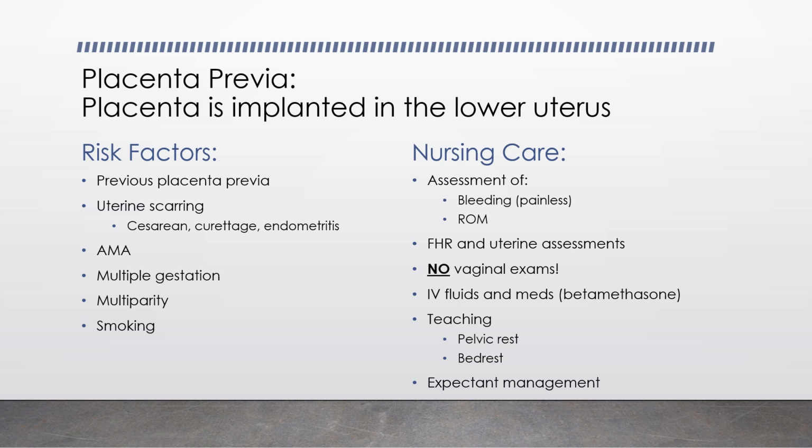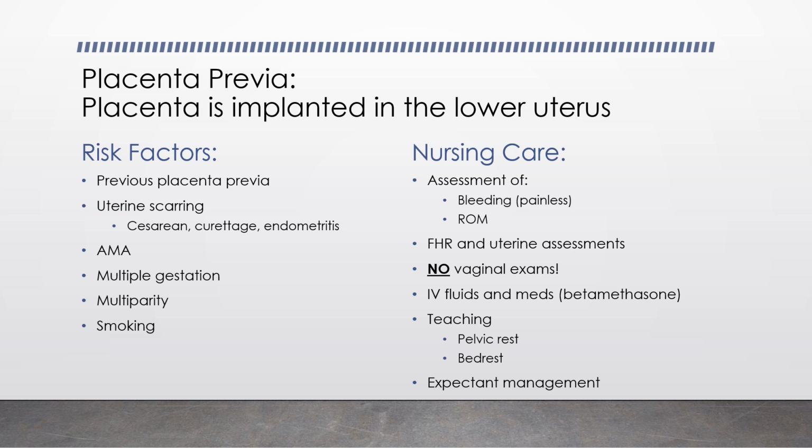We would want to do good fetal heart rate and uterine assessments, so hook them up to the fetal monitor, do some gentle palpation of the uterus. You should never do a vaginal exam on any woman who has vaginal bleeding if we don't know where it's coming from. And if you do, you could disturb more of that placenta previa and cause more bleeding.